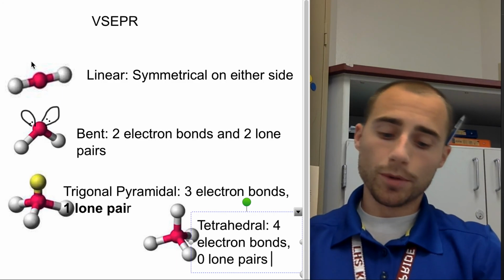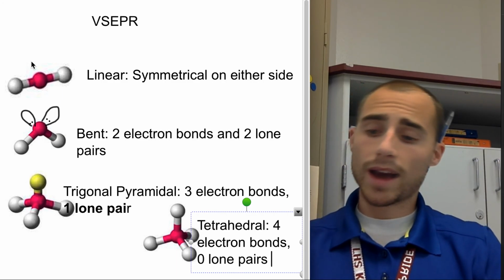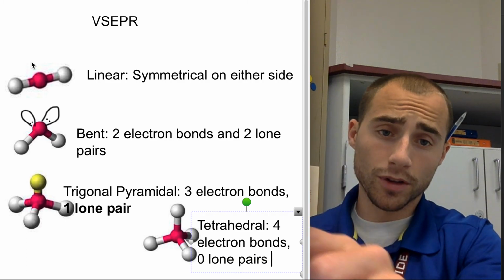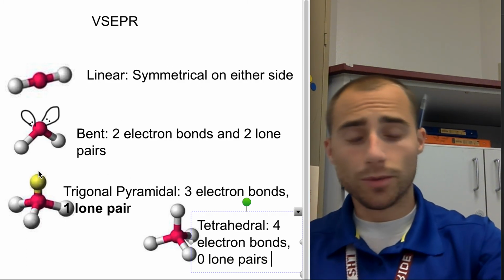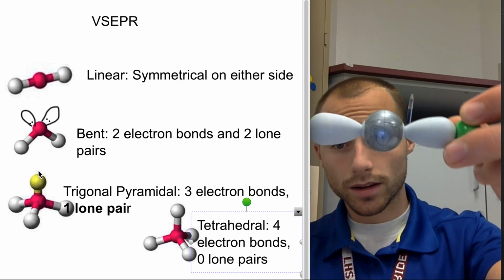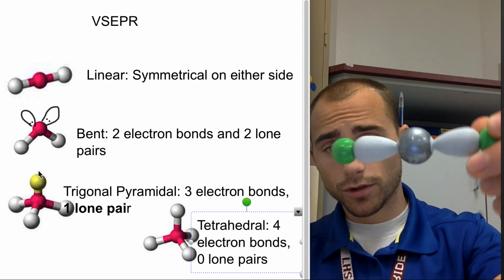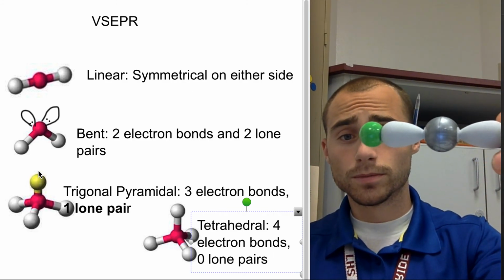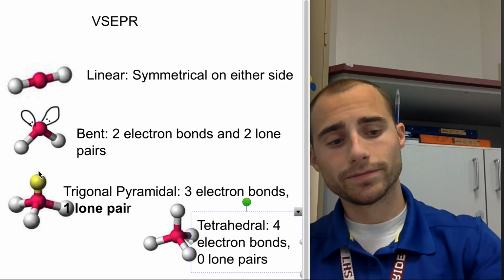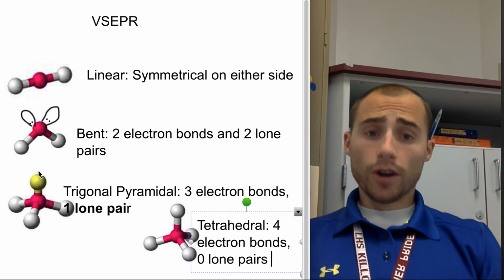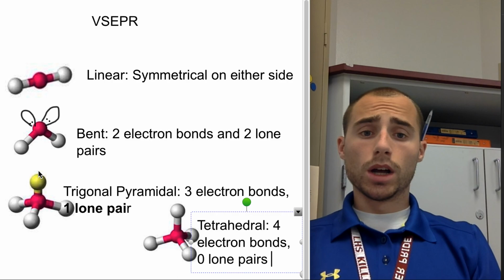So your examples come on your lab. If you have questions, ask, but refer to the shapes on your screen, and you should be able to determine if this is linear, bent, trigonal pyramidal, or tetrahedral. Look at it. Look what it looks like. Linear. Okay. When you are finished, let me know.